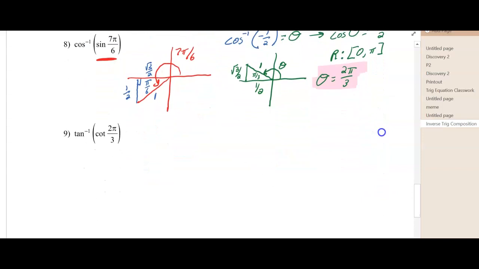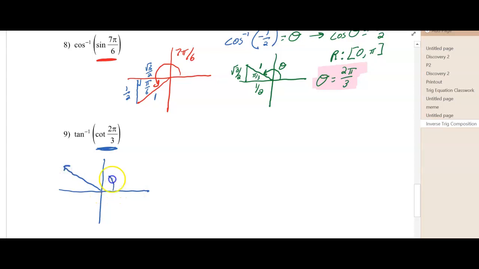Continuing on to problem number 9, I'm going to start with the inside again. I'm going to draw a diagram. 2 pi over 3 is in quadrant 2. The reference angle is pi over 3. I'm going to drop the altitude and label the sides of the triangle. So we have root 3 over 2, 1/2, and 1. So this becomes the inverse tangent.